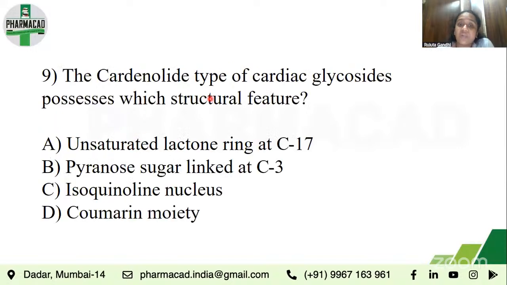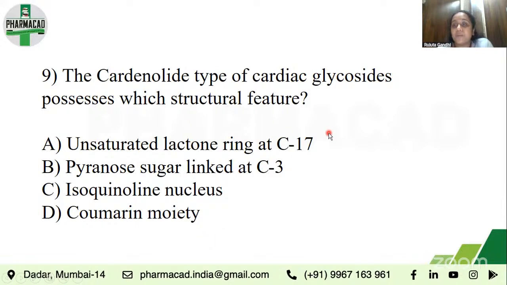The cardenolide type of cardiac glycoside possesses which structural feature? Cardenolide and bufadienolide. So there are two. One has a 5-membered ring and one has a 6-membered ring. So does it contain unsaturated lactone ring at C17? Pyranose sugar linked at C3, isoquinoline molecules, or coumarin moiety. So coumarin moiety is out if you know the cardenolide nucleus.